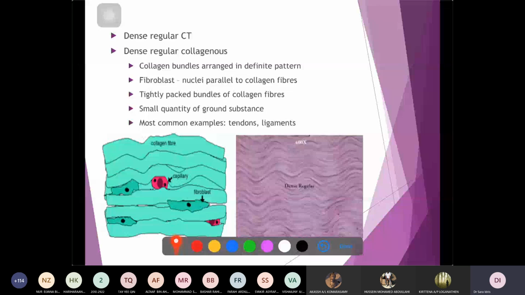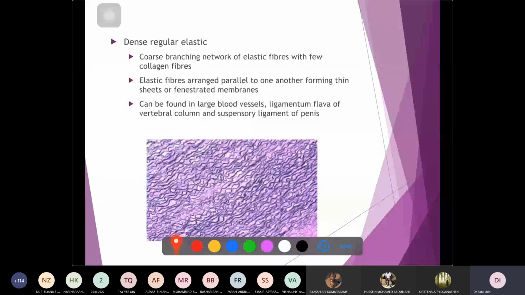Most of your ligaments that connect bones to bones will also only need to resist force from one direction, so you have dense regular collagenous, made up of a lot of collagen fibers. And then, of course, you have your dense regular elastic, where you have a lot of elastic fibers packed very densely, all arranged in one direction. Everything is arranged parallel to one another, and you find this in blood vessels, in the ligamentum flavum of the vertebra, and also in the suspensory ligament of the penis.